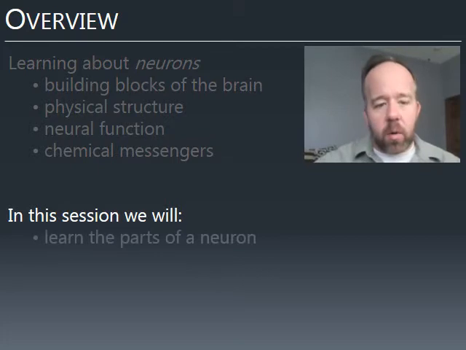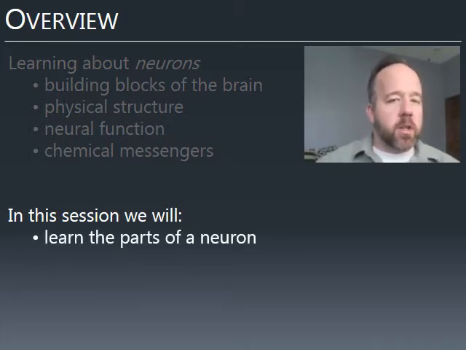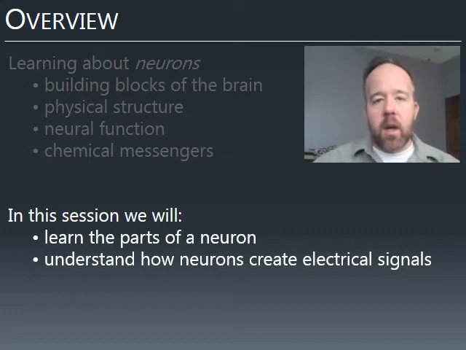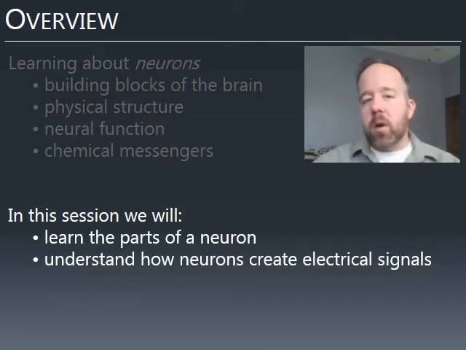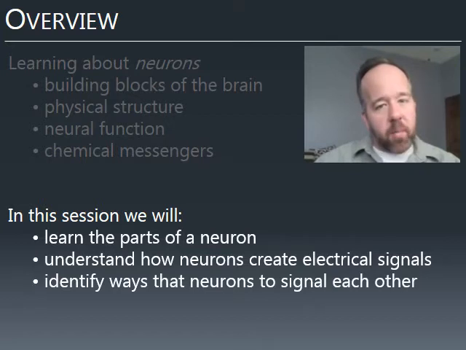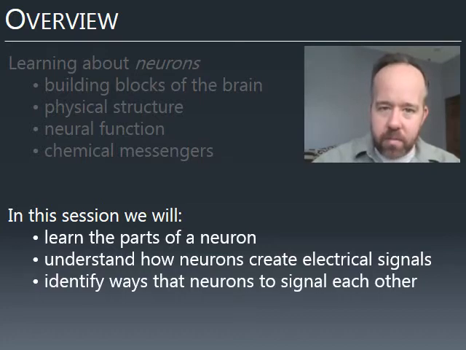So in this session in particular, what we're going to do is learn the different components of a neuron, what the structures are, what they're called. And then once we have that structure in mind, we'll begin to understand how neurons create these electrical signals. It's going to involve a little bit of chemistry, but if it's been a while since you had chemistry or biology, don't worry. We're going to go over the important basics, and there's really just a couple of moving parts for understanding neural function, at least signaling within a neuron. And then we're going to move on to the next step, which is how neurons communicate with one another. So they do that using those chemical messengers.